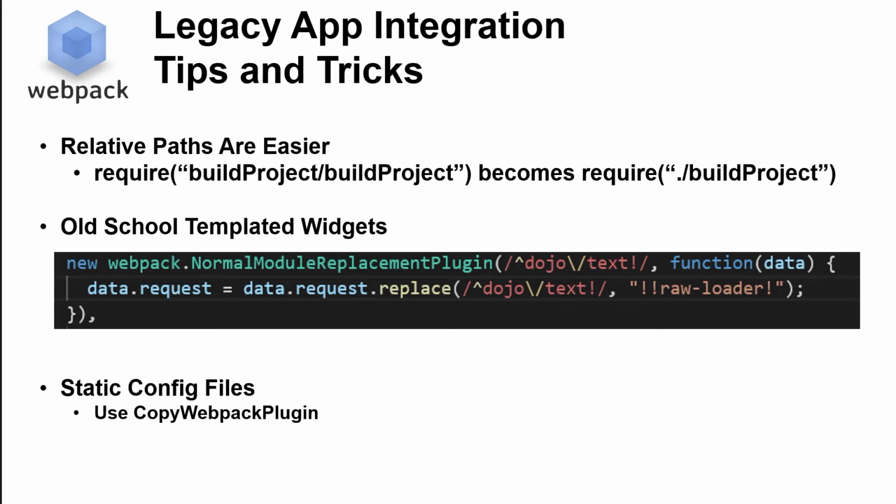And then if you're using digit templates or Dojo text, we have some workarounds to deal with these old school templated widgets. There is the normal module replacement plugin to replace it so that Webpack can handle it, because the Webpack and Dojo text plugins are using a similar syntax that'll conflict otherwise. And then we also have, for static config files, the use copy Webpack plugin. So let me bring up VS Code.